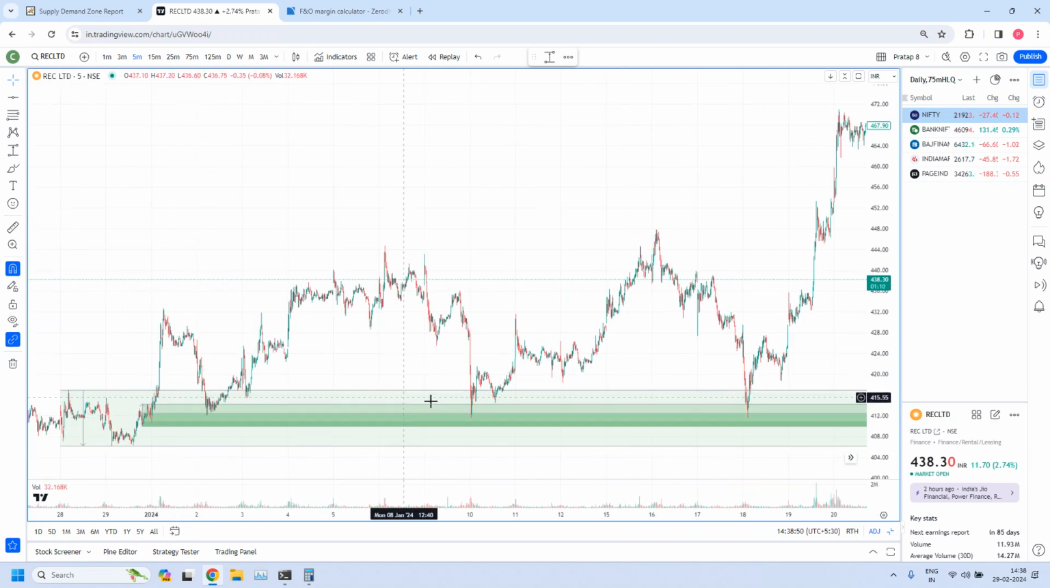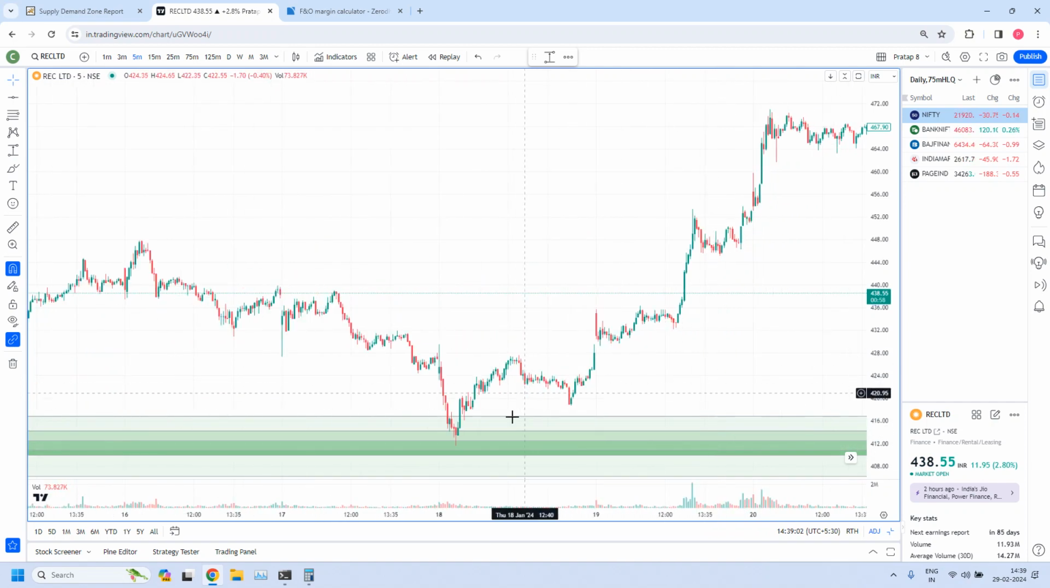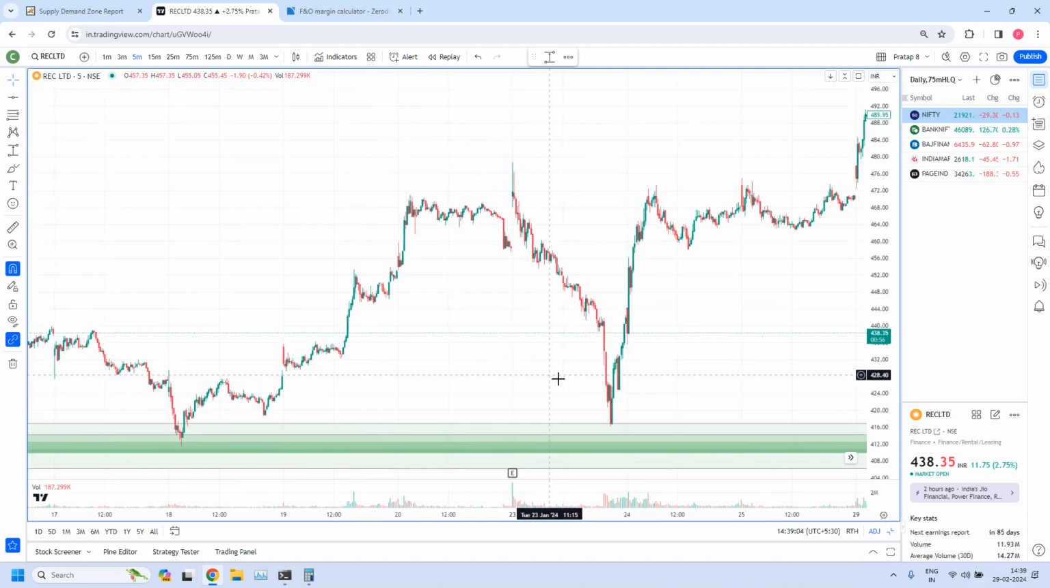This is the first time, the second time. This is the third. Sorry, here is the first. This is the second, this is the third. This is the fourth. Fourth also just held before this. It's not letting the prices come up to the 5 minutes area.